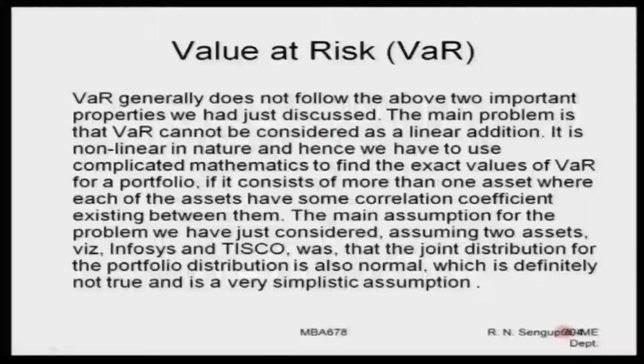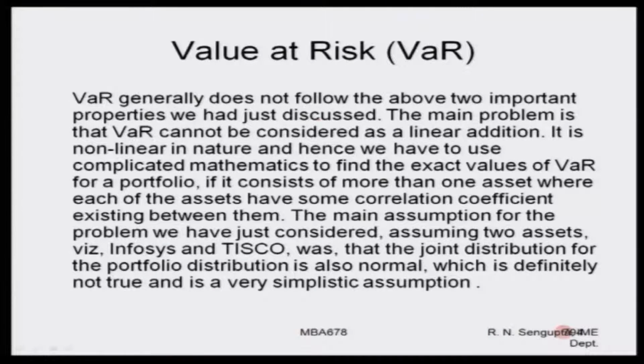So, VAR generally does not follow the above 2 important properties we have just discussed. The main problem is that VAR cannot be considered as a linear combination. In order to find out, you have to do some simple mathematics. If the portfolio consists of more than one asset, where each of the assets has some sort of correlation coefficient existing between them. The main assumption for the problem we have just considered, assuming 2 assets.